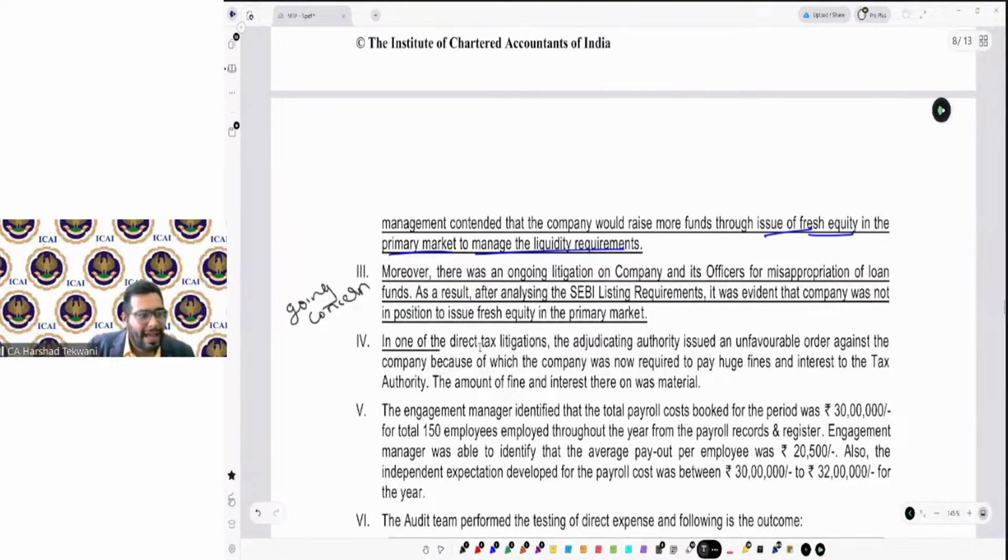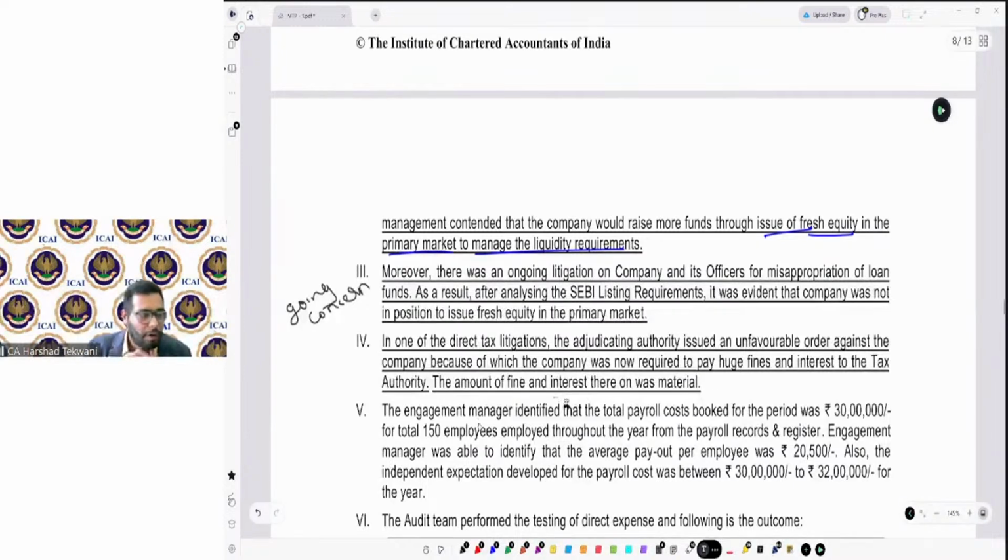Then, in one of the direct tax litigations, the adjudicating authority issued an unfavorable order against the company, because of which the company was now required to pay a huge fine and interest to the tax authority. The amount of the fine and interest thereon was material.